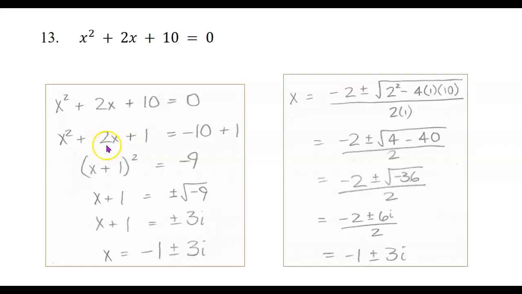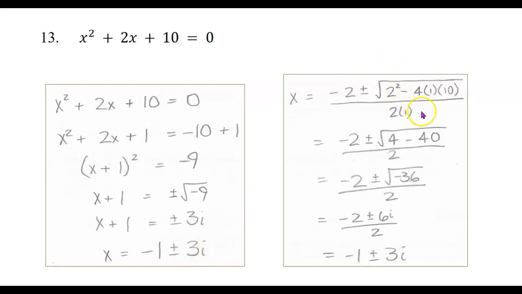Remember, the trick is look at the number in front of the x, take half of that and square it. So that's what I'm adding to both sides. That gets me x plus 1 squared equals negative 9. That means x plus 1 is plus or minus the square root of negative 9, which would be 3i. And then subtracting 1 on both sides, x equals negative 1 plus or minus 3i.